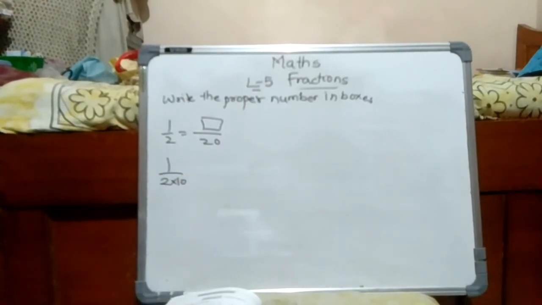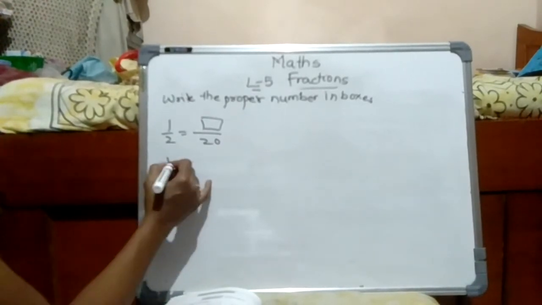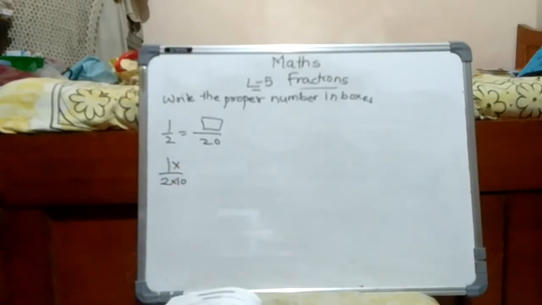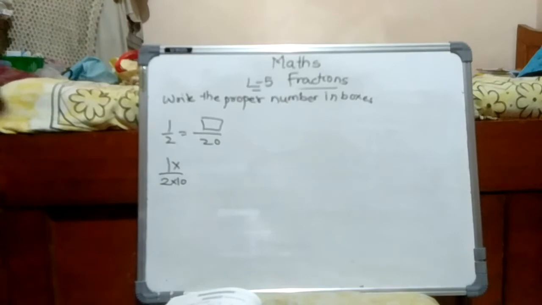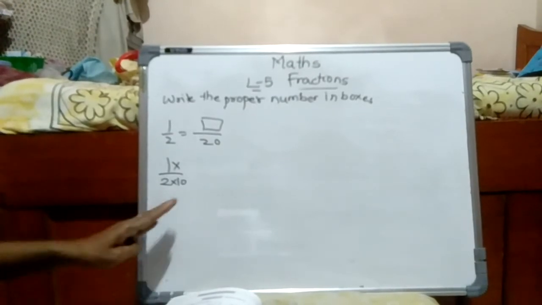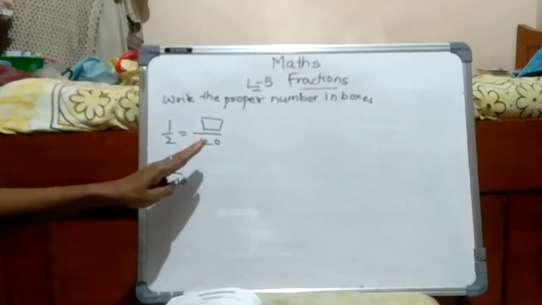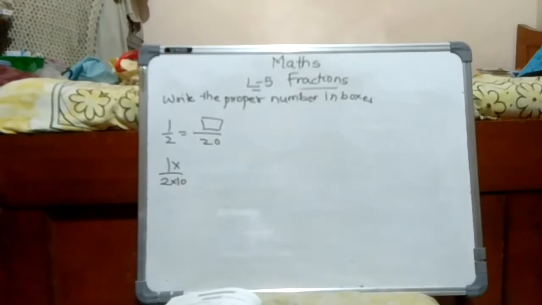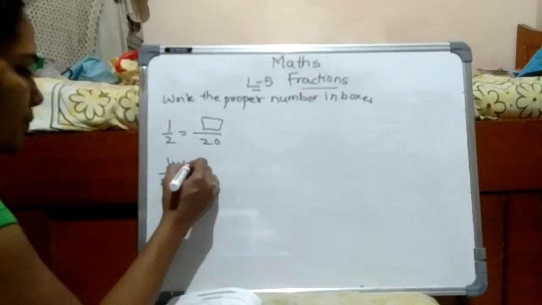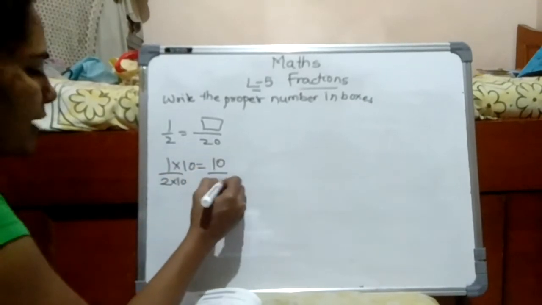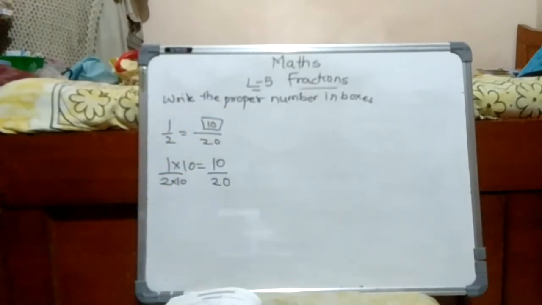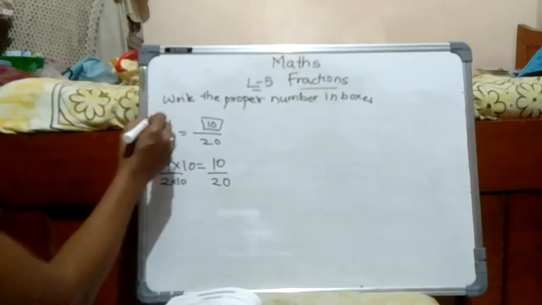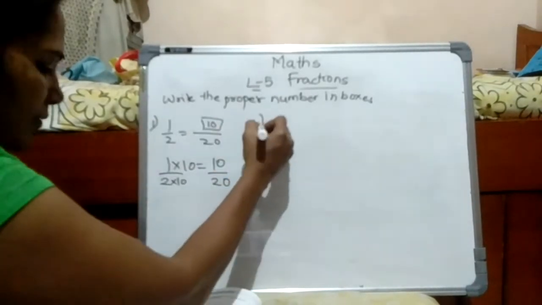Correct. So it means what? In equivalent fractions, whatever number you multiply or divide with the denominator, that number you have to multiply or divide with the numerator also. So this will give us 10 upon 20. So what we will write over here? 10. Clear everyone? Understood?